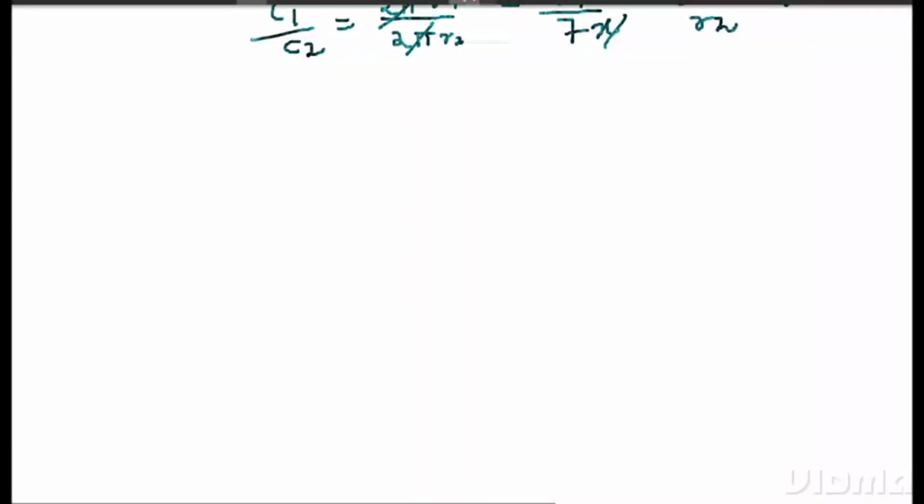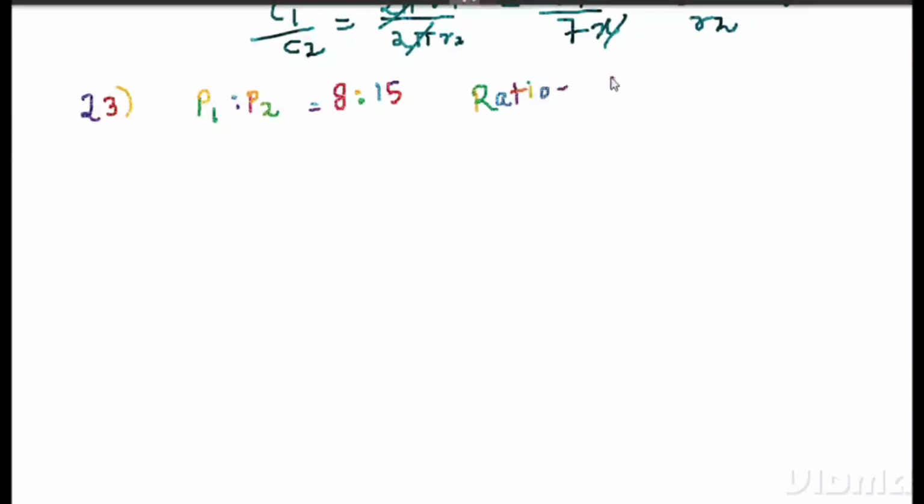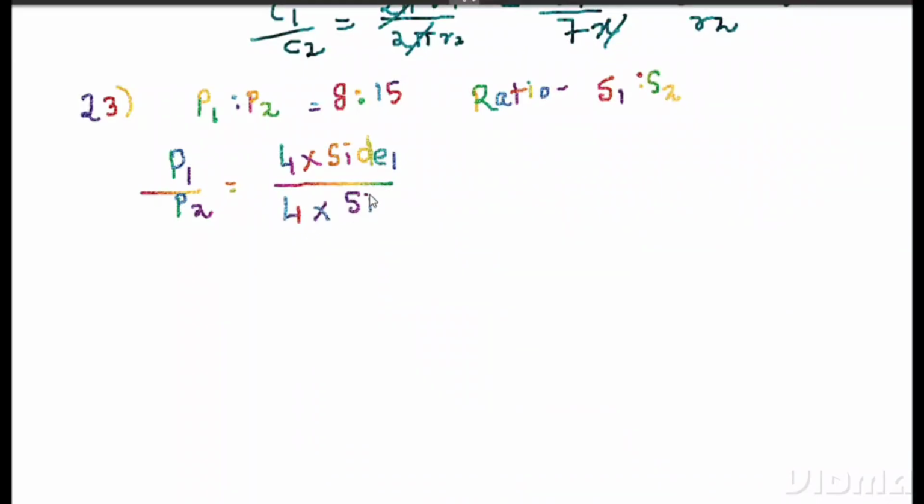Now let's move on to the 23rd question. The 23rd question says that the perimeter of two squares is given. P1 is to P2 is 8:15, and they are telling you to find the ratio of their sides. That means you have to find S1 is to S2. So can I write that P1 by P2 is equal to, what's the perimeter? Yes, that is 4 multiplied by the side of the first. Let us keep it as S1 and this as S2.